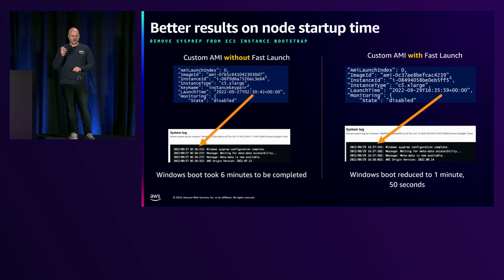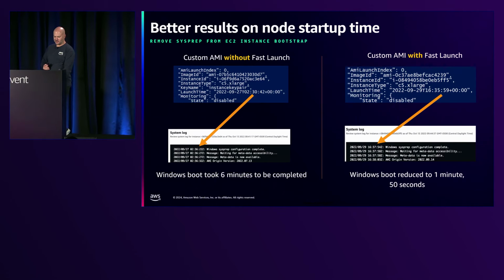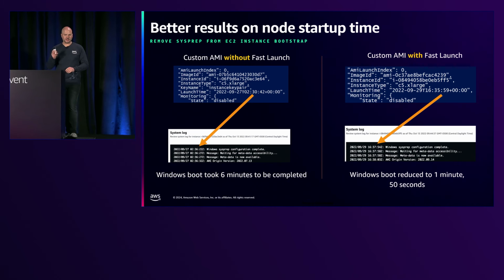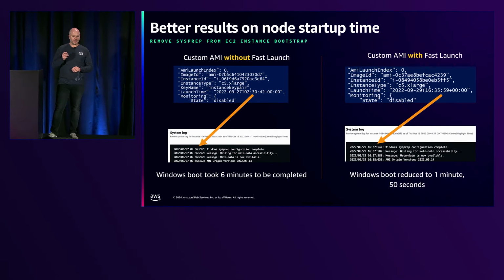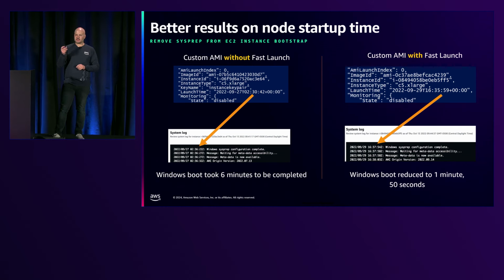But if you enable fast launch for the same AMI, and I promise I'll dig into the details soon, it shows that it only took 1 minute and 50 seconds for the sysprep process to finish. The reason for this improvement is that the fast launch process has already run sysprep. It saved it to a snapshot, and then it used the snapshot to boot the Windows EC2 instance.